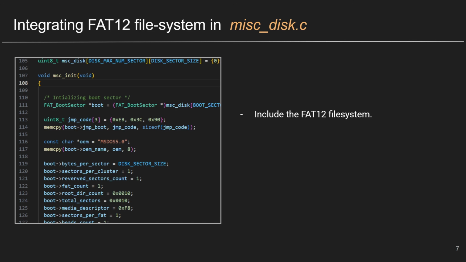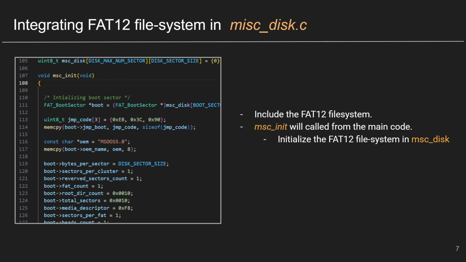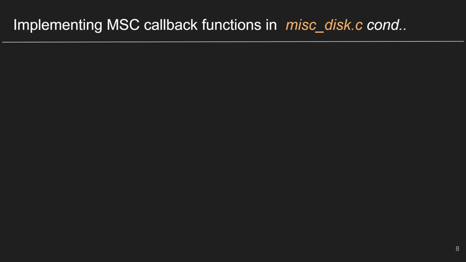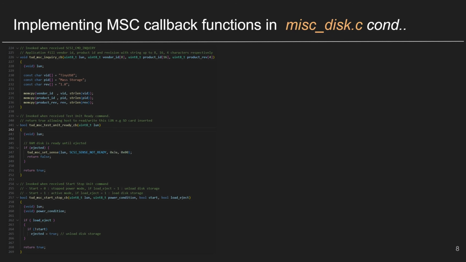We just need to include the FAT12 code in a custom file named misc_disk.c, where the previously mentioned callbacks will be defined as well. MSC init will be called from the main function to initialize the virtual file system in the RAM. Now we'll be implementing the previously mentioned callback functions to handle disk operations with respect to our FAT12 file system.